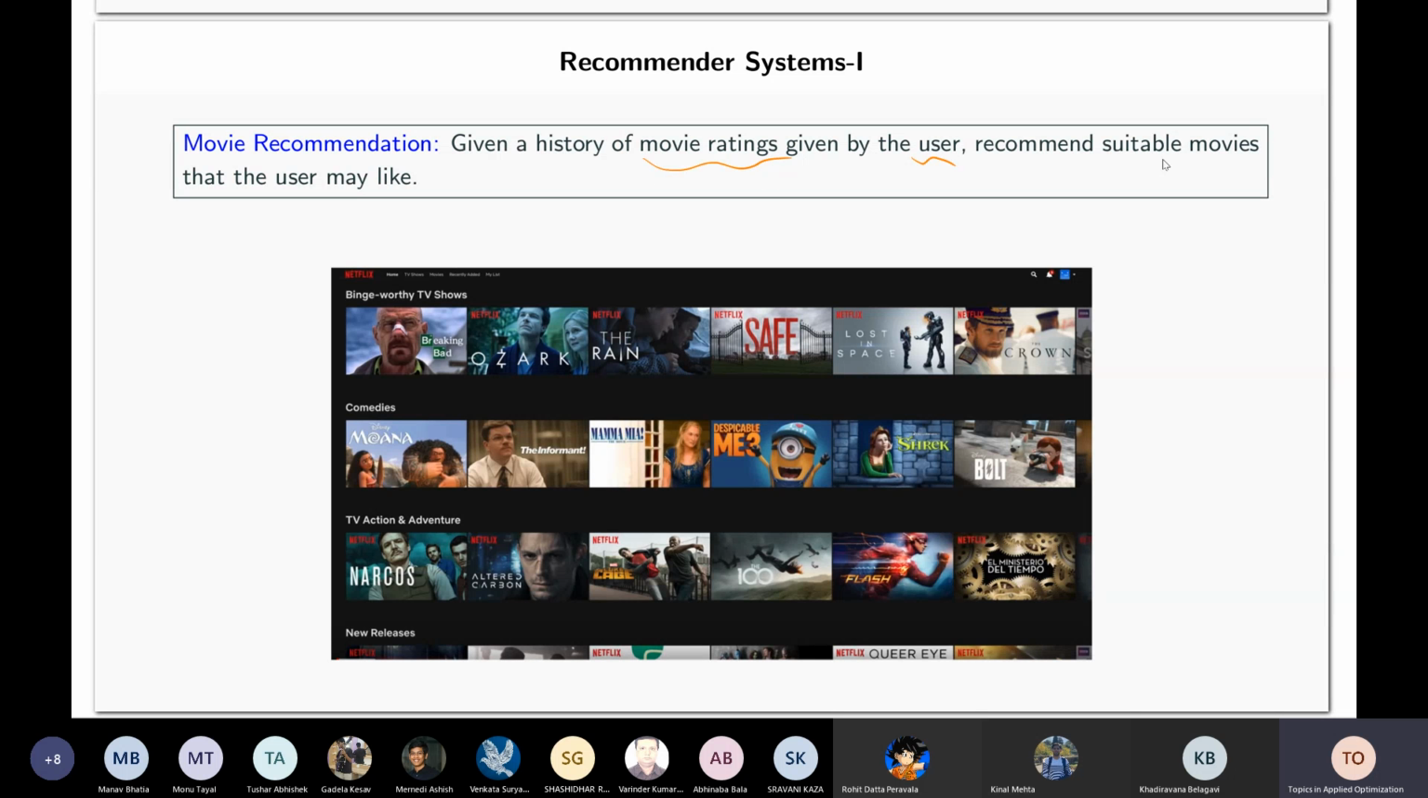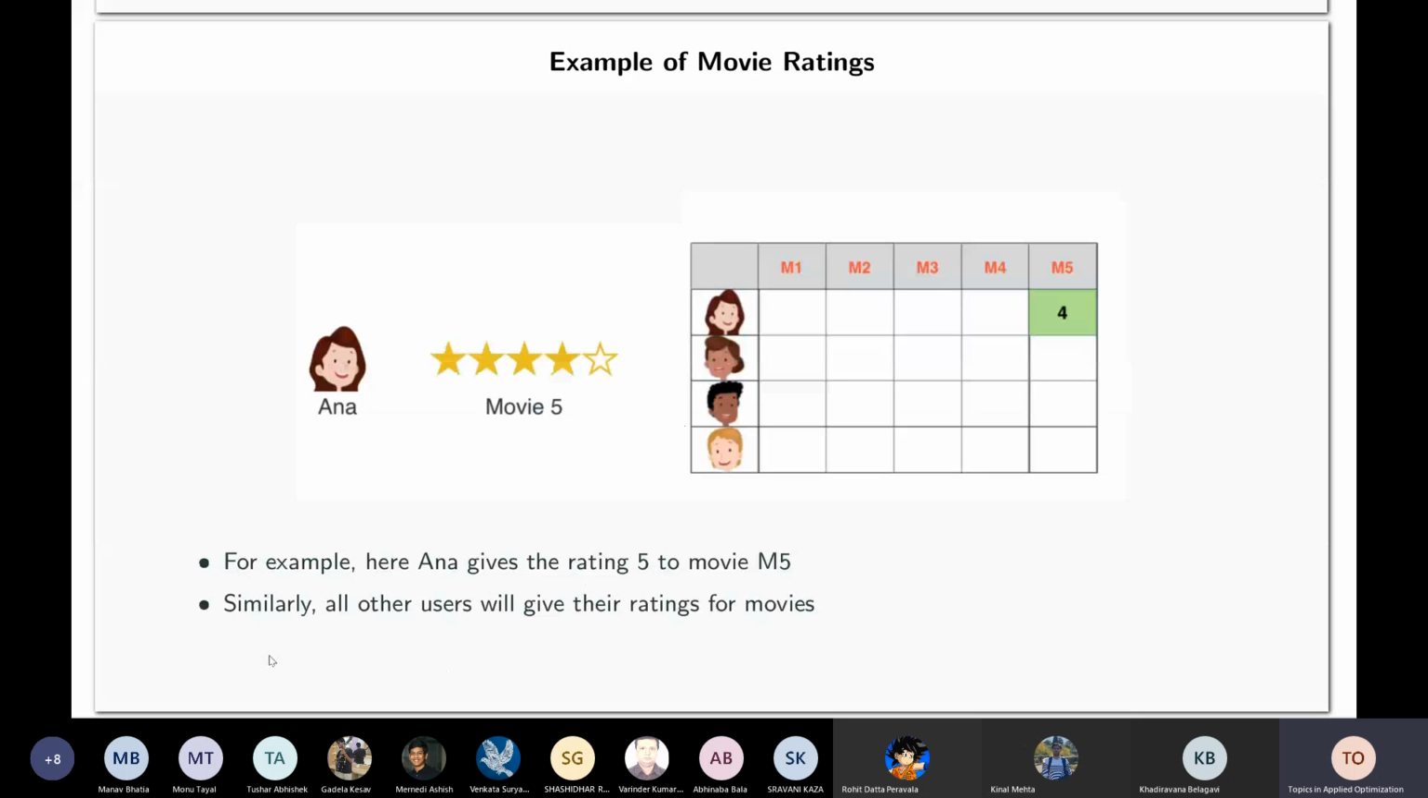These are given by the users, and based on that, I may want to recommend a suitable movie to some other user. So let us say we have a list of movies here, and the users give ratings. Here, Anna gives rating 4. There are 4 users and 5 movies. These are the movies and these are the users. One person gives a rating 4 to movie 5, and similarly all other users give ratings for the movies.